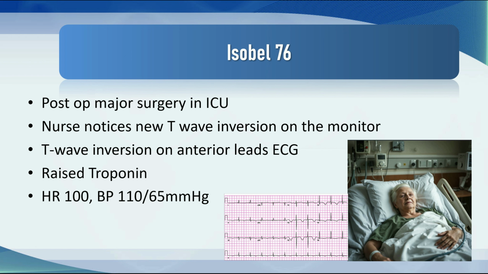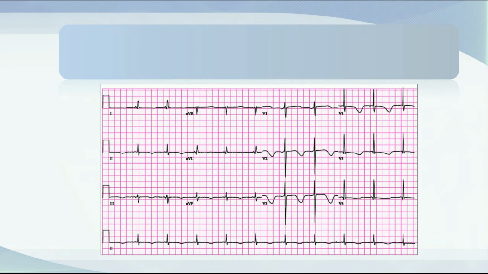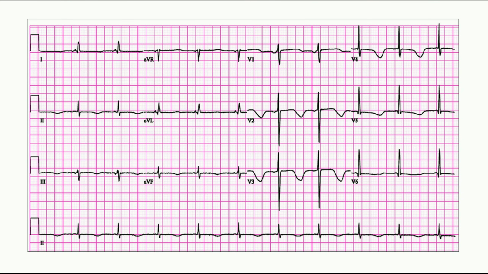Isabel is 76 years old. She is post-op major surgery and she's in the ICU. The nurse notices new T-wave inversion on the monitor. An ECG is performed and there is T-wave inversion on the anterior leads of her ECG with a raised troponin, a heart rate of 100 and blood pressure of 100/65. This is an example of an ECG that would look like Isabel's.